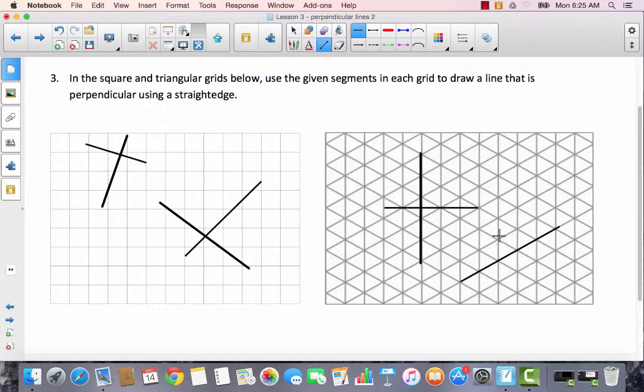I was trying to look to see if there was some way that I could make sure that I was crossing at a right angle. I guess if I do like this. Okay, so you're just wanting to make sure that you're making perpendicular lines. Wherever these lines cross, you want to form right angles.